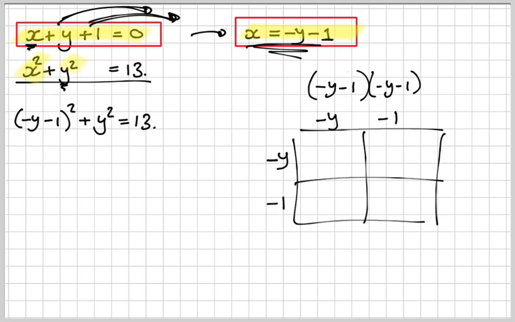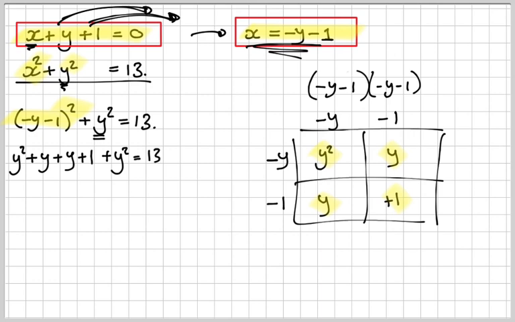Multiply out each bit, so I'll go y times y gives me y squared. Minus 1 times minus y gives me y. Minus 1 times minus y gives me y again. Minus 1 times minus 1 gives me plus 1. So next bit is I take all these bits, and instead of having this big bracket with a squared, I can replace it with all those bits. So I'm going to put them in instead of it. So all the bits are y squared plus a y plus another y plus a 1. And then I'll continue on with the plus y squared, this one, equals 13.